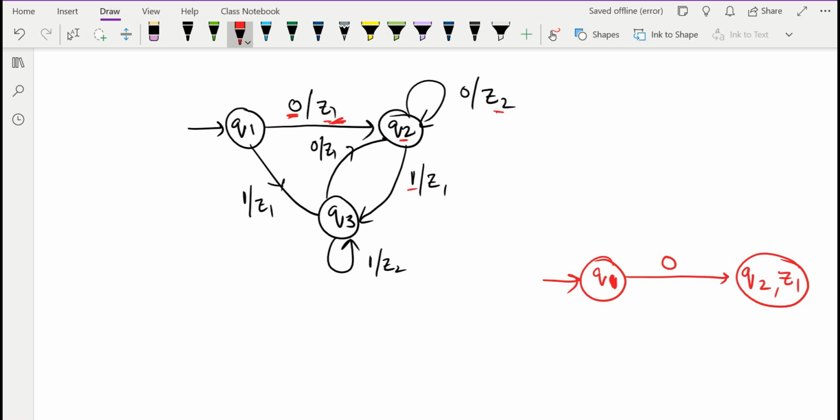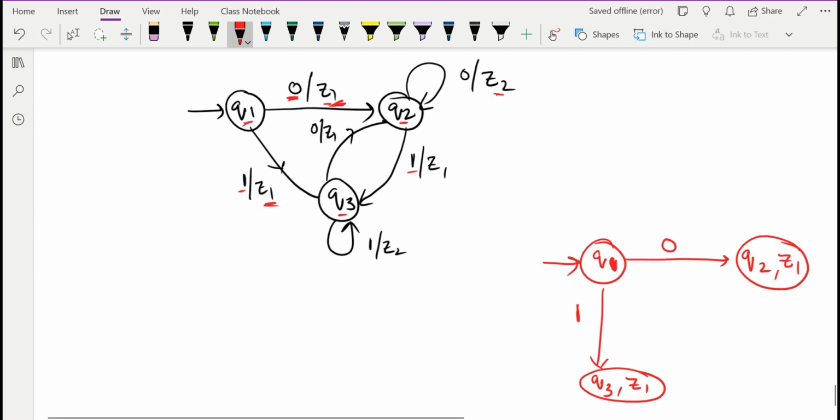Now from Q1 on receiving 1 I am going to Q3, and output is Z1. For Q1 I have transitions for 0 and 1, and I have completed it. Now let's take Q2. From Q2 on receiving 0 I have output as Z2 and remain in Q2.